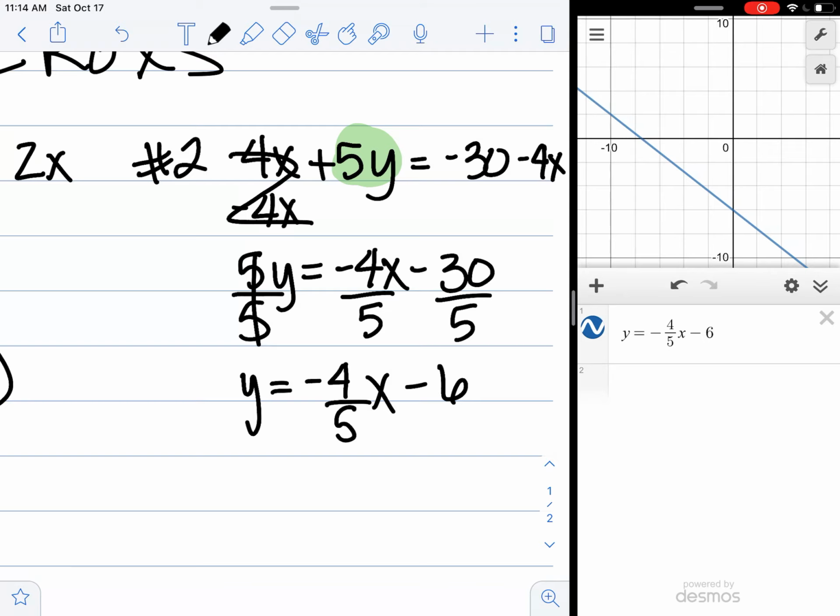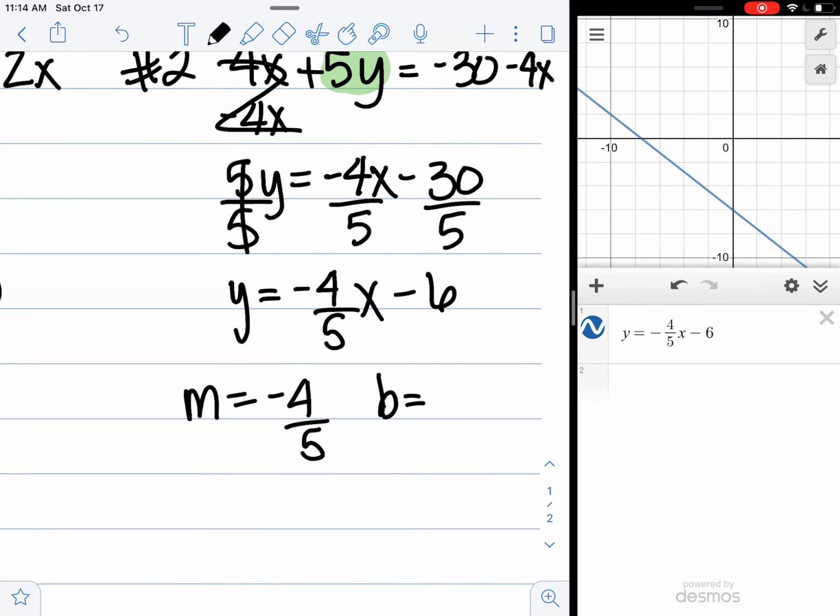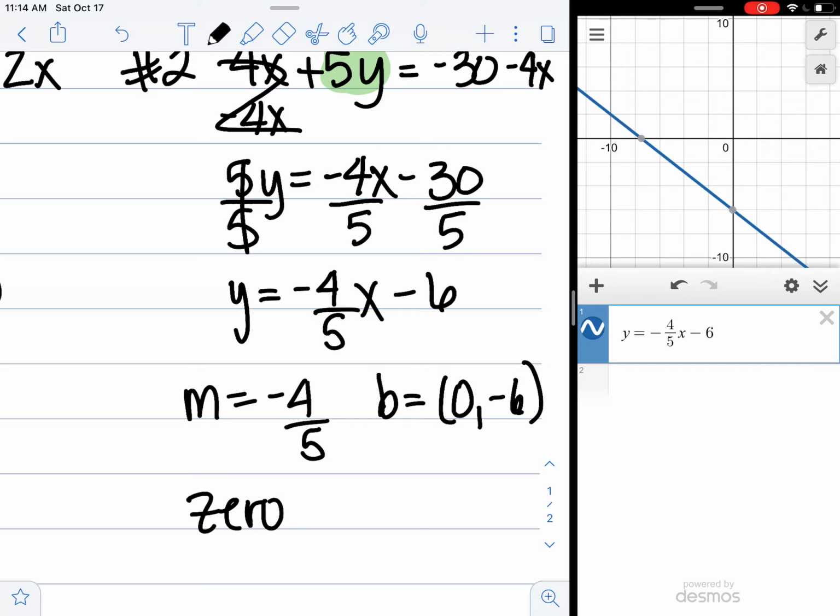All right, let's go ahead and take a look at those different attributes. So we've got our slope, which is our m, which is going to be our negative 4/5. Okay, we have our y-intercept, which is our b. You'll see it written as a coordinate, 0, negative 6. And then now we have to find our 0. Okay, so we got our 0. I'm going to come over here to my graph, and I'm going to click on it so we can see what the 0 looks like. So it's going to be negative 7.5, 0.